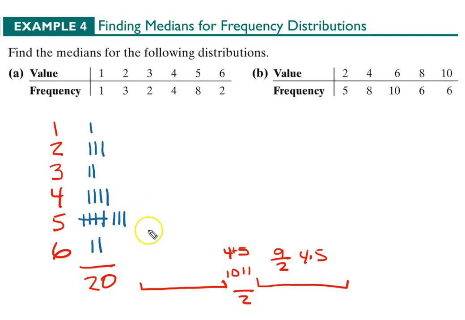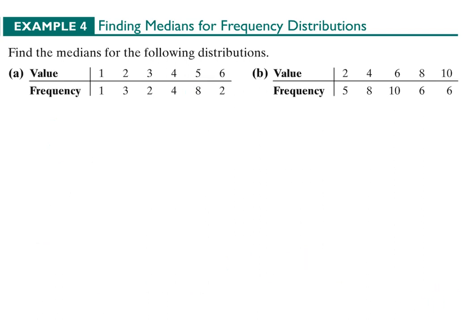And then using this for the mode also, it jumps right out, the highest frequency. But again, it's not 8, it is the 5. We're looking for the value that's represented here. All right, let's go on. And again, put these answers in your booklet.